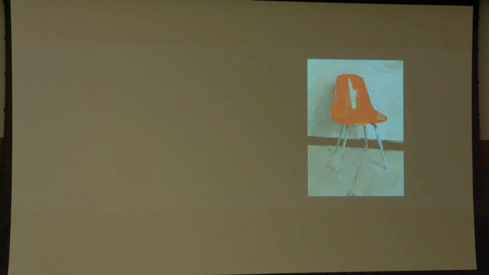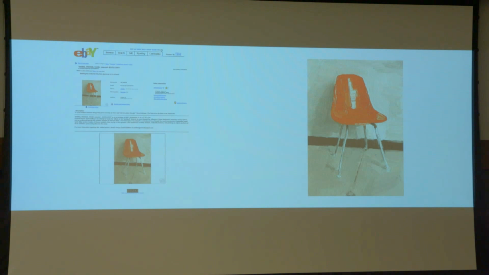These are also very small paintings. I made the paintings the same size as the eBay images, which back then were very small, right, to load faster. So a lot of them are kind of smaller than handheld. eBay, Ding.